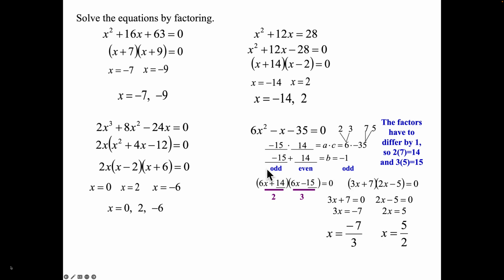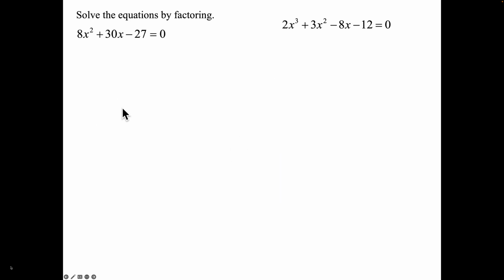All right, next example. Very similar to this one. 8x squared plus 30x minus 27. So I see a minus 27. So we're going to have 8x plus something, 8x minus something. And we're going to break this down. So what two numbers multiply to be 8 times negative 27 and add up to be 30? 30 is even, 8 is even. So we're looking at an even plus an even.